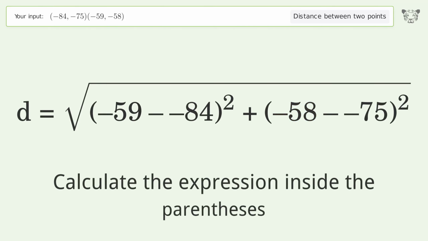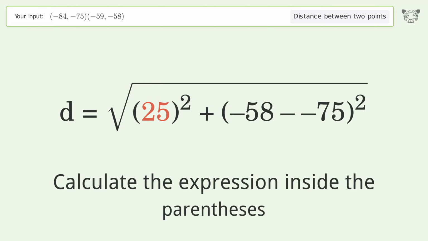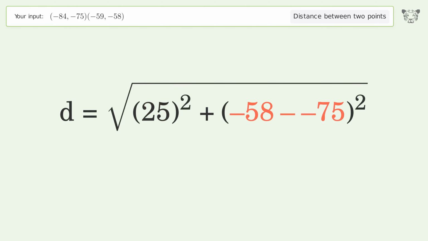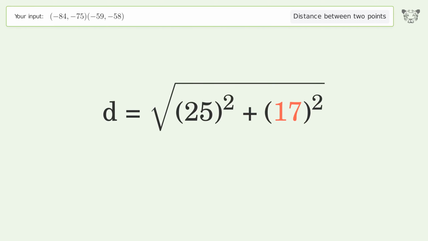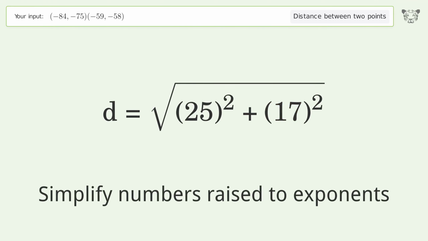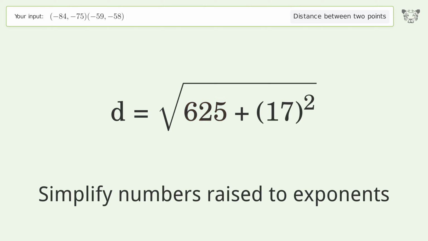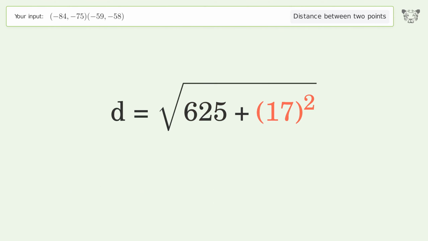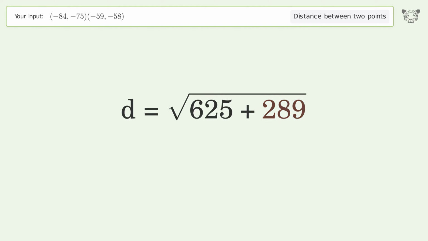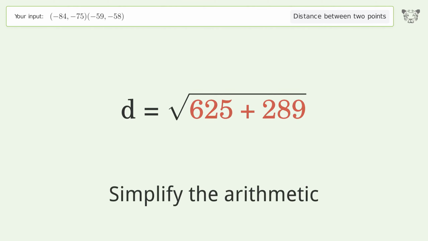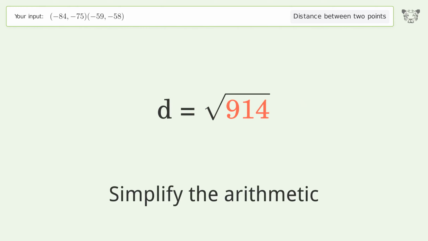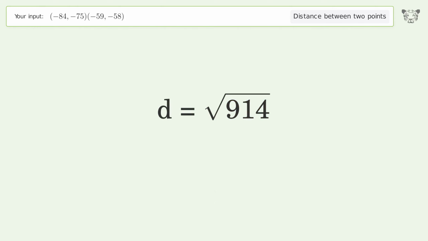Calculate the expression inside the parentheses. Simplify numbers raised to exponents. Simplify the arithmetic. And so the distance between the 2 points is the square root of 914, or 30.232.